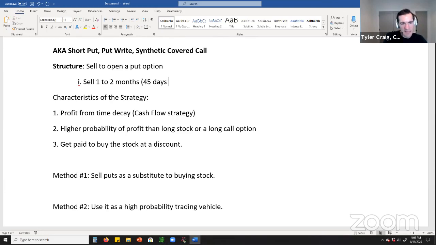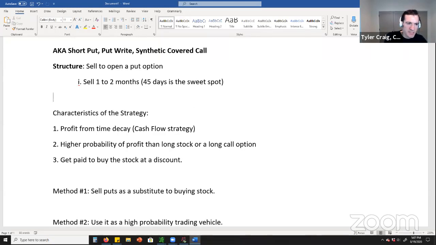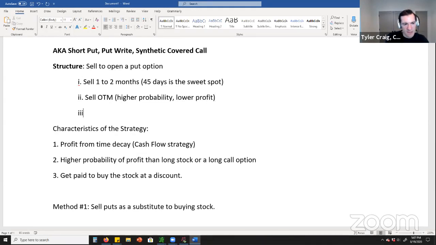I think 45 days is a good sweet spot to consider when selling these, because you still get a pretty good rate of time decay, but you're able to go far out of the money if you want. If you sell a one week naked put, you're not able to go that far out of the money. So I like selling one to two months myself. You can sell out of the money if you want a higher probability but a lower profit. If you want to go more aggressive, you could sell at the money. You have a lower probability, but a higher profit.